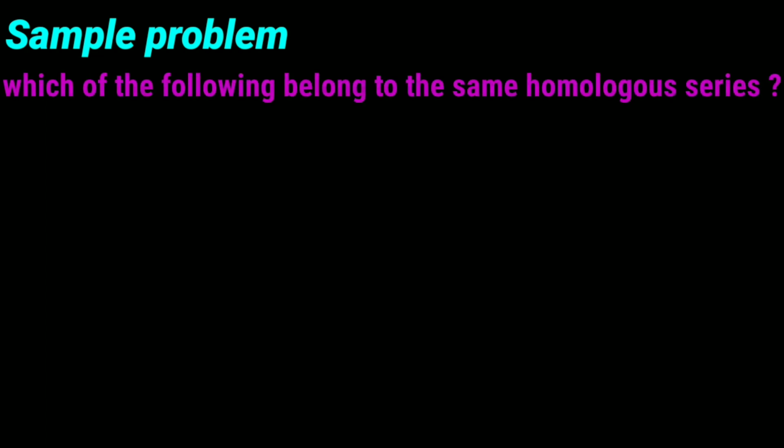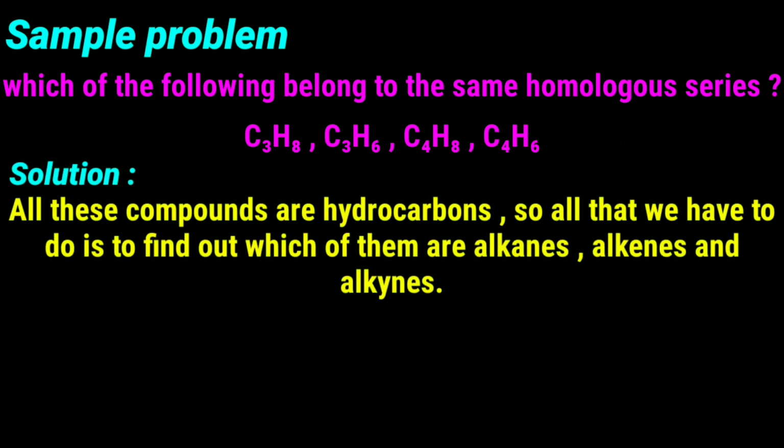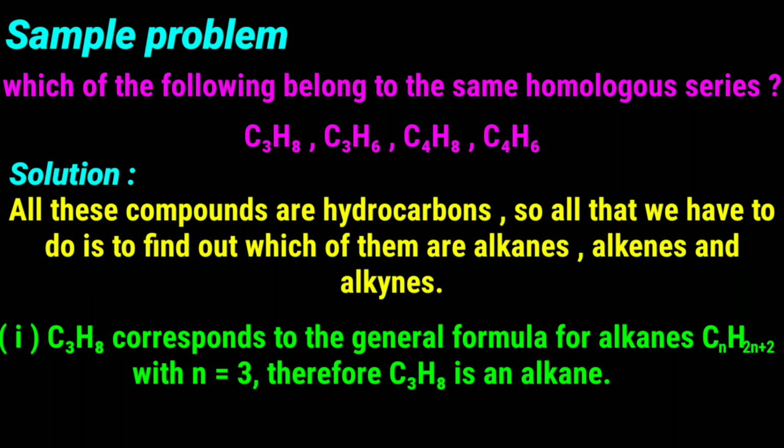Sample problem. Which of the following belong to the same homologous series? C3H8, C3H6, C4H8, C4H6. All these compounds are hydrocarbons. So all that we have to do is to find out which of them are alkanes, alkenes, and alkynes. C3H8 corresponds to the general formula for alkanes CnH2n plus 2 with n equal to 3. Therefore, C3H8 is an alkane.